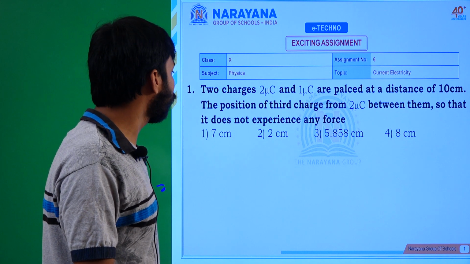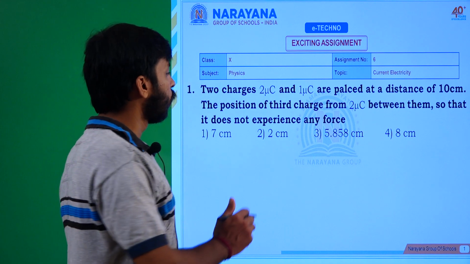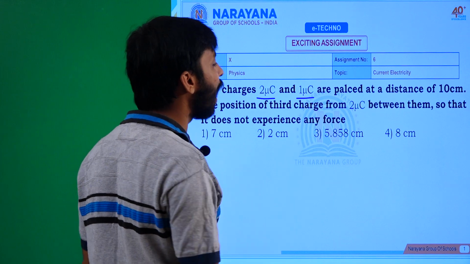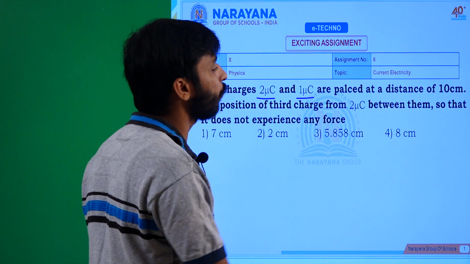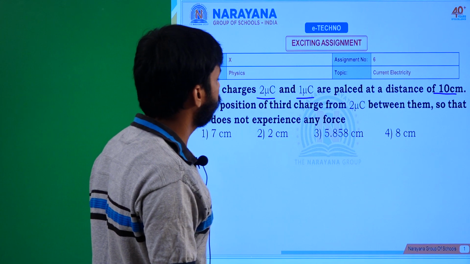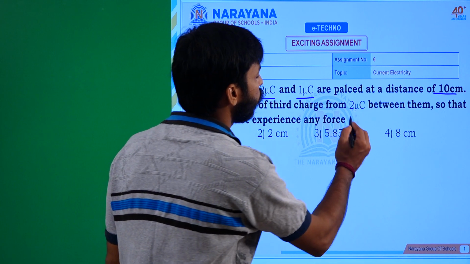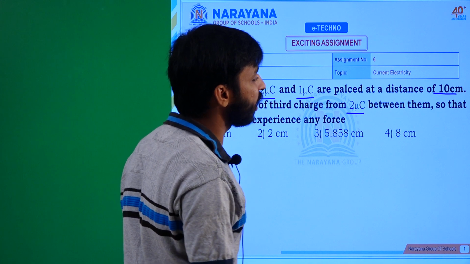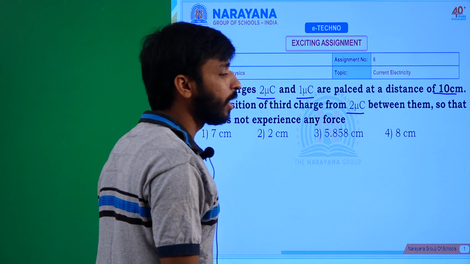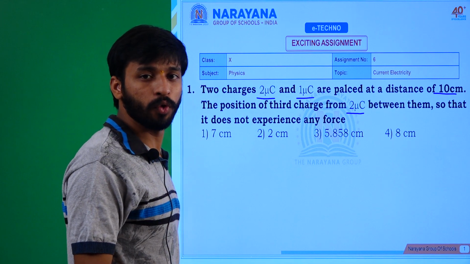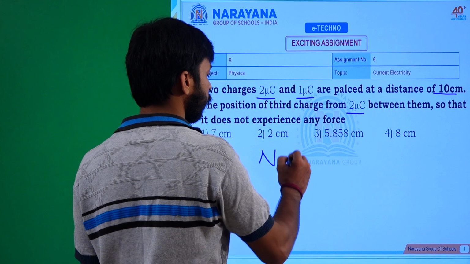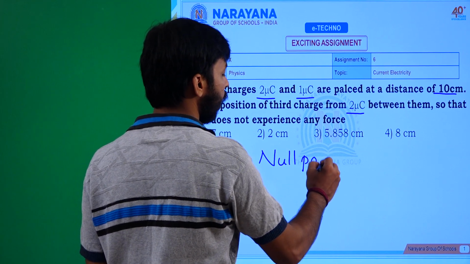So the first question is: two charges, 2 microcoulombs and 1 microcoulomb, are placed at a distance of 10 centimeters. The position of a third charge from the 2 microcoulomb charge, between them, so that it does not experience any force. Does not experience any force means you have to find the null point. How to find the null point?